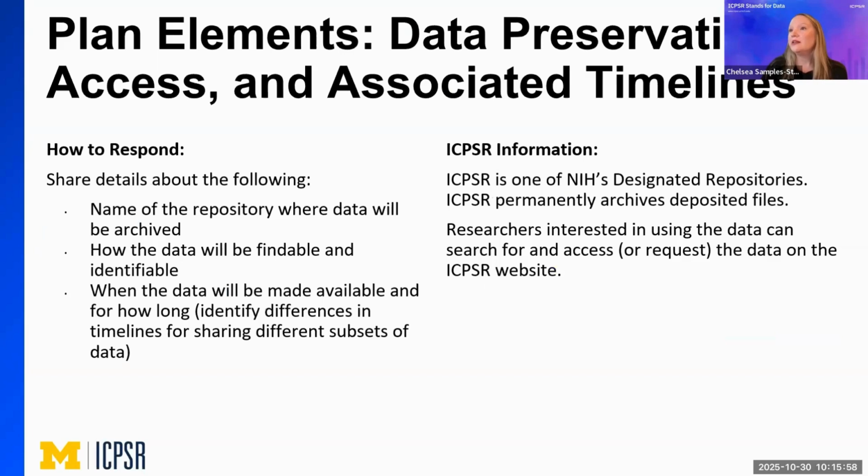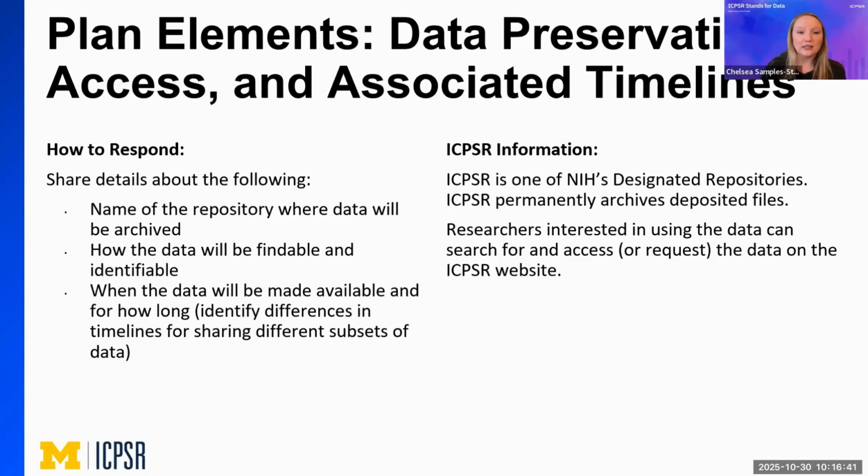So the next element is data preservation, access, and associated timelines. In this element, you will need to share details about the name of the repository where your data will be archived, how the data will be made findable and identifiable, when the data will be made available and for how long. And so just a quick note is that NIH expects that the data are shared no later than the publication or the end of the award for data underlying findings not published in peer-reviewed journals, whichever comes first. So if you're going to publish on your data, the NIH policy says that your data must be available at the time that that publication is available.